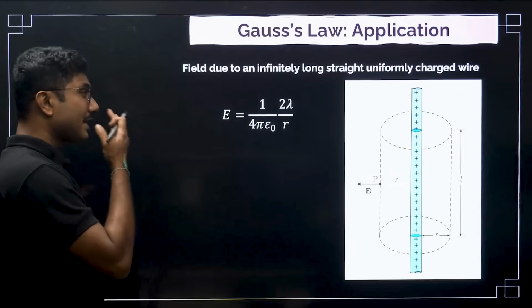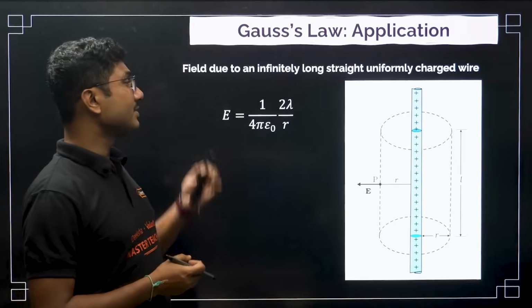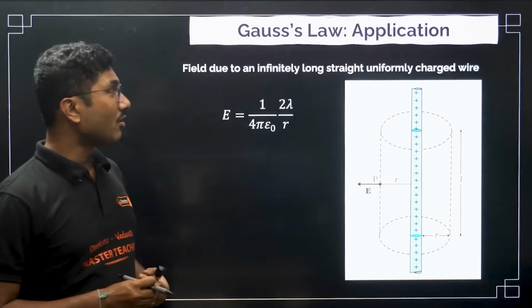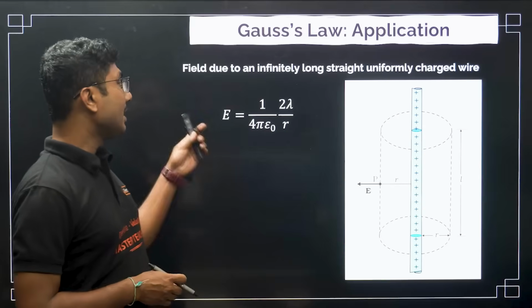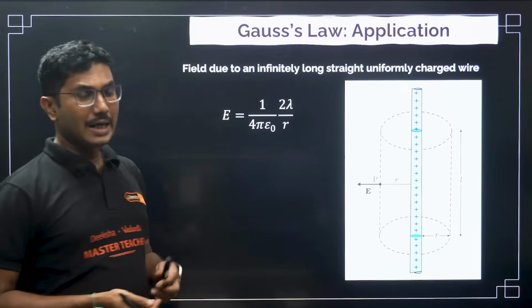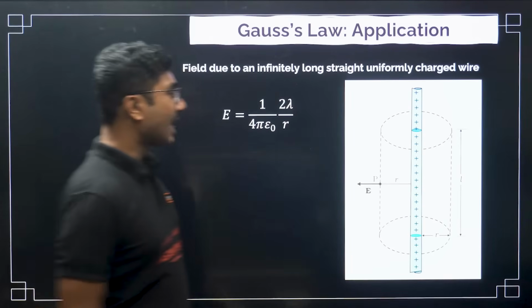Now here are the applications. There are mainly 3 applications, and out of these 3, this derivation is very important. Field due to an infinitely long straight uniformly charged wire. Electric field is given by 1 by 4 pi epsilon naught 2 lambda by r. And here is the line. As you can see, it's a line charge.